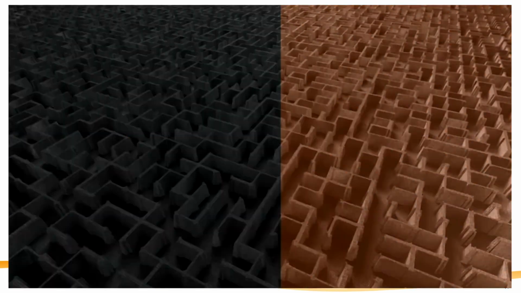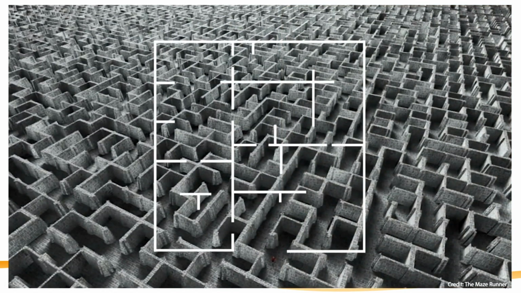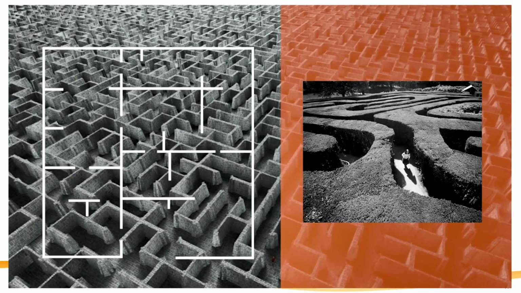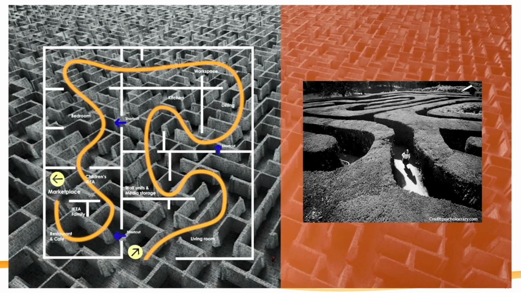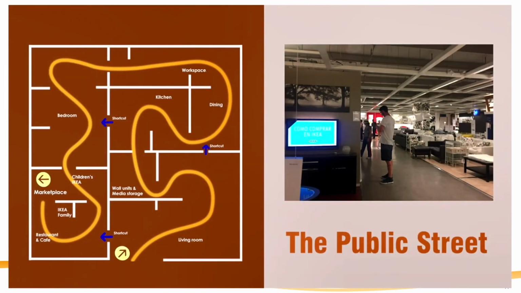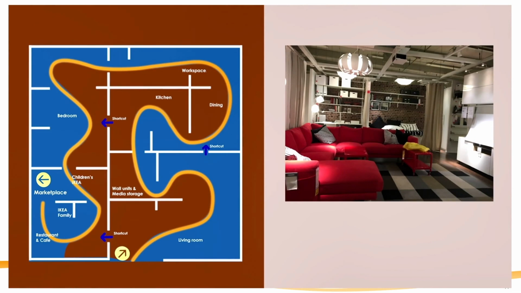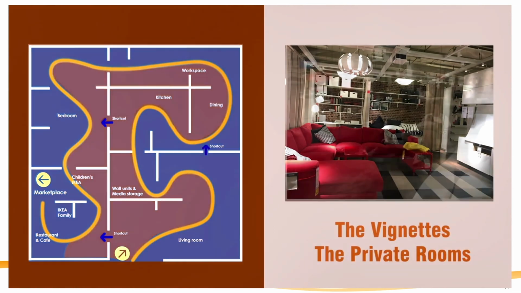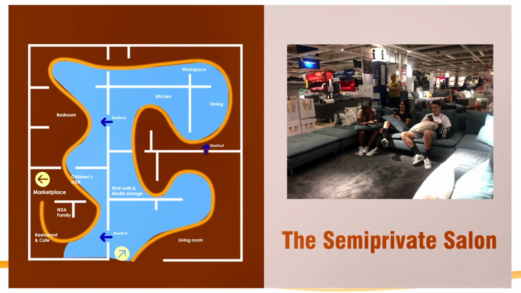The biggest secret to IKEA's success is its maze-like spatial organization, designed to obscure a path to the exit. Shoppers meander along a 12-foot wide public street, continually distracted by fully accessorized private rooms to the right and the semi-private salon to the left.